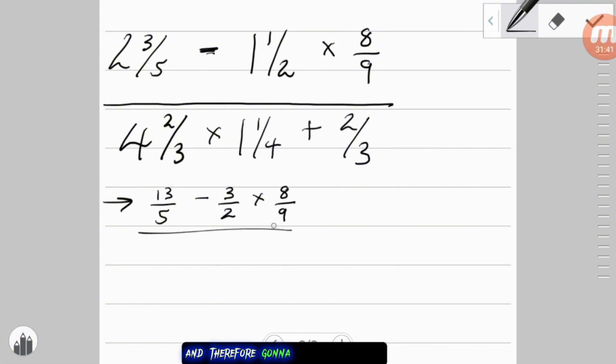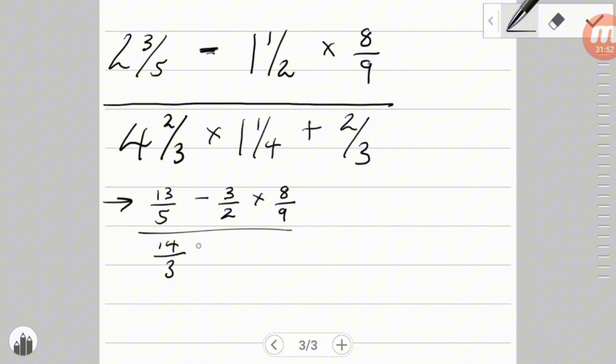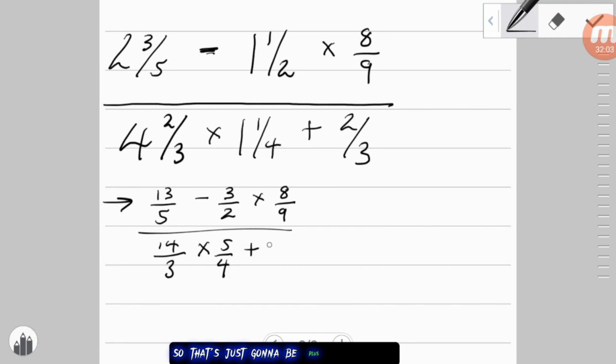We're then therefore going to go to the bottom and we're going to be doing some more conversion. 3 times 4 is 12. 12 plus 2 is in fact 14 divided by 3. We're going to then multiply this by 4 ones, 4 plus 1 is 5 over 4. Nothing to convert here, so that's just going to be plus 2 over 3.